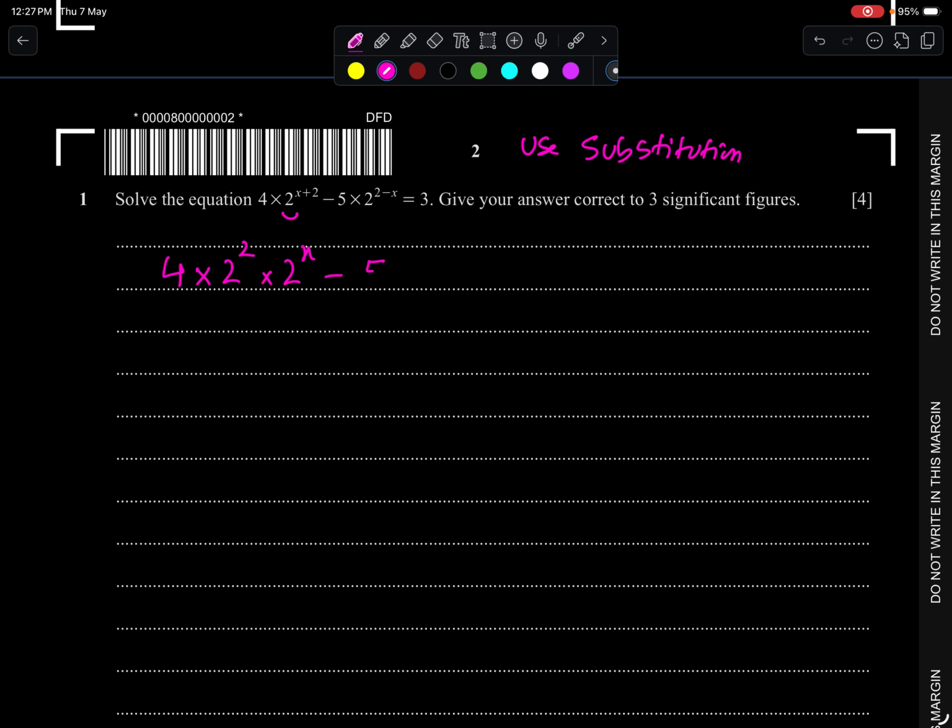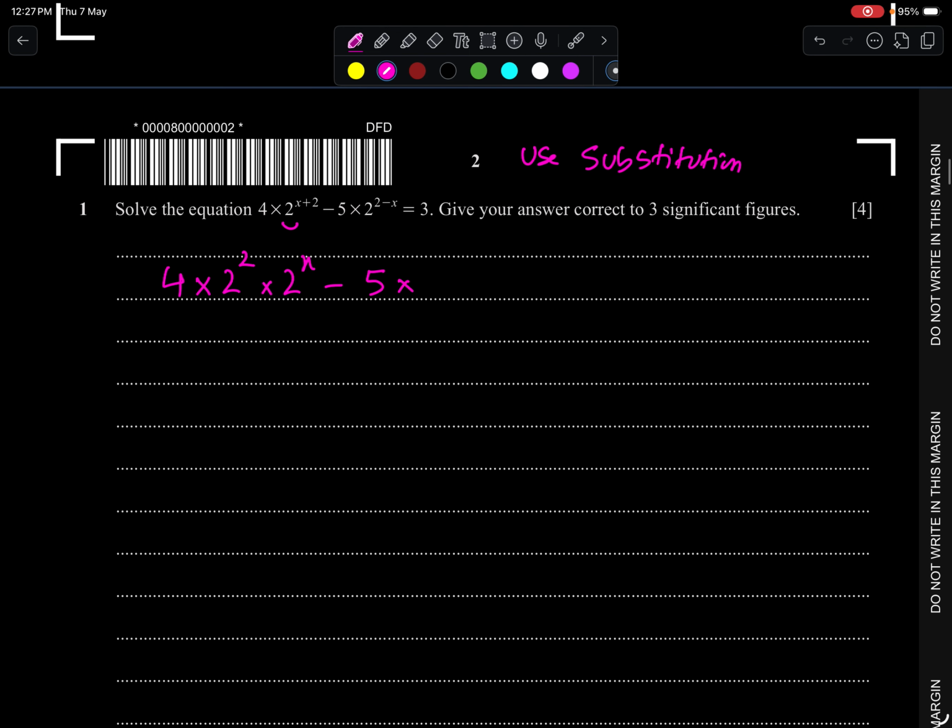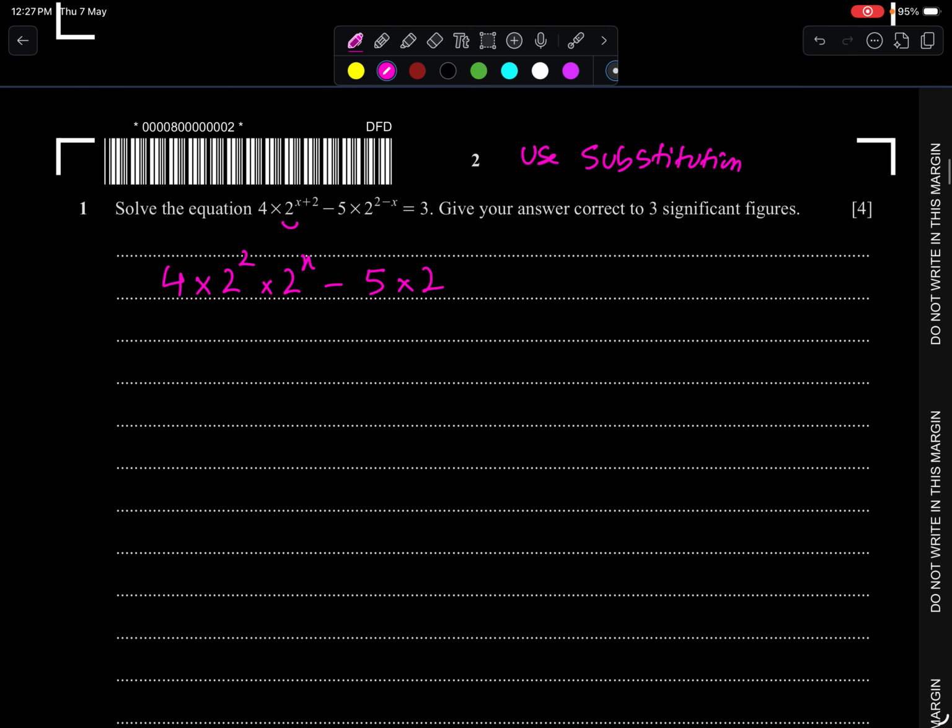Minus 5 is copied. 2 power 2 minus x. So 2 power 2 is here. Because of minus x, write 2 power positive x in denominator. And copy 3. Now simplify this. This is 4. 4 times 4 makes 16. So 16 times 2 power x, minus 4 5s are 20 divided by 2 power x.